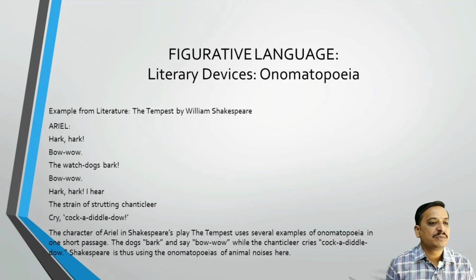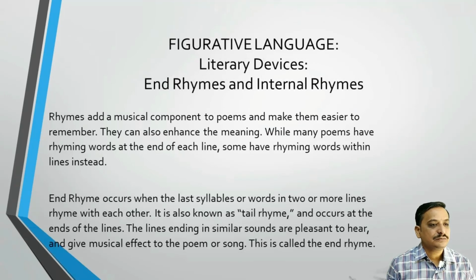We have The Tempest by Shakespeare, where Ariel says, "Hark, hark, bow, bow, the watchdogs bark, bow, wow, hark, hark, I hear the strain of strutting chanticleer cry cock-a-diddle-do." The character of Ariel in Shakespeare's play The Tempest uses several examples of onomatopoeia in one short passage. The dogs bark and say bow wow, while the chanticleer cries cock-a-diddle-do. Shakespeare is thus using onomatopoeia of animal noises here.